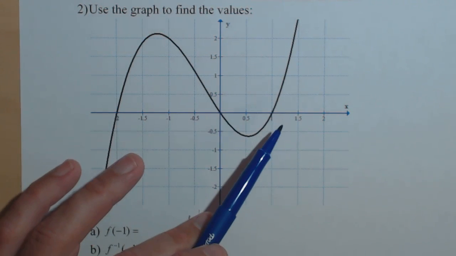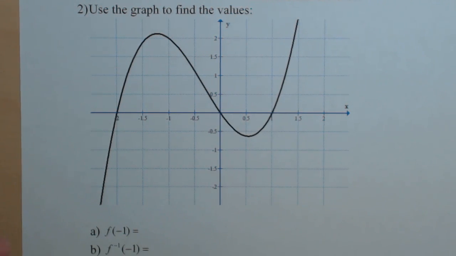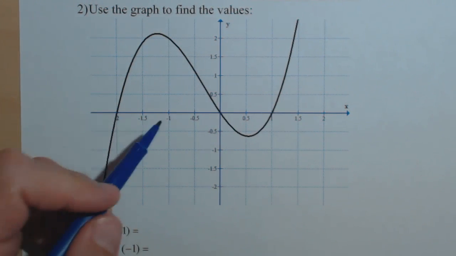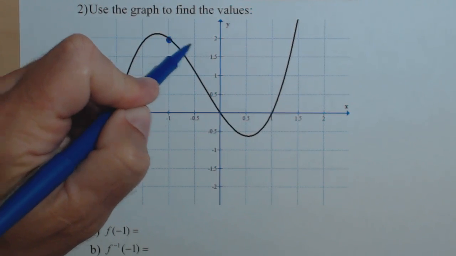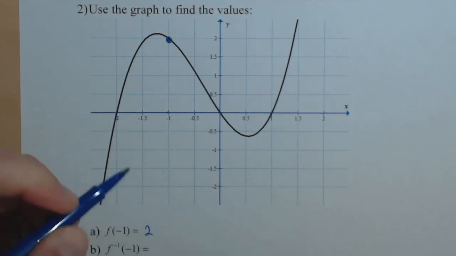So we're going to use the graph of a function to find the given values. So first one we're asked for is f of -1. So that means we go to an input of -1, we find its corresponding output right there, and it's 2.